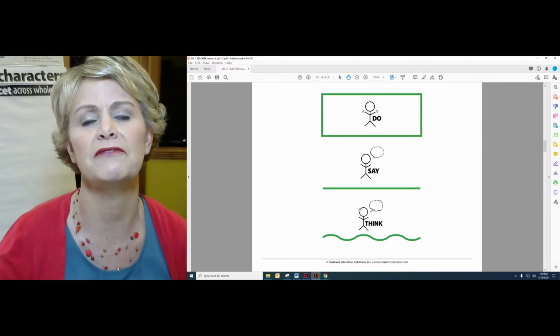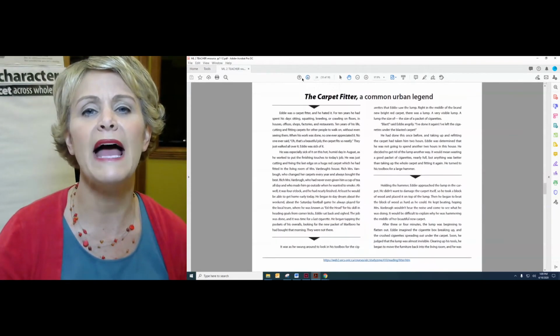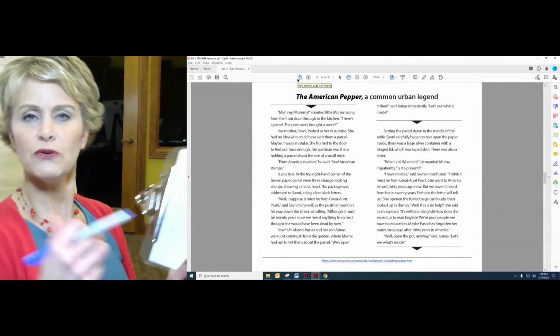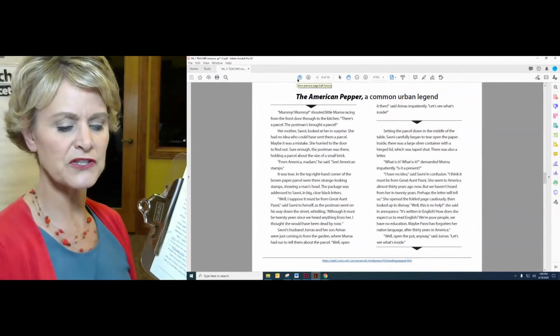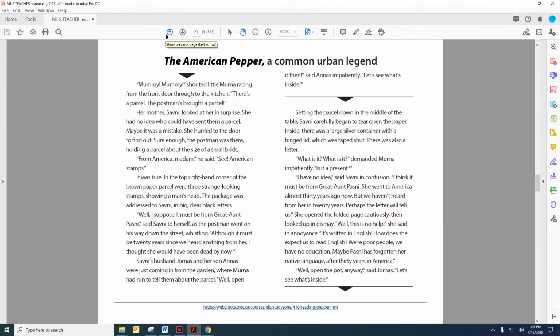You can write feel if that makes more sense depending on whatever the detail is. Okay, so I'm going to go back to American Pepper here. Let me do one or two, and then I'll have you do one or two of these with me. I'm going to go back to this second paragraph, just the second paragraph.